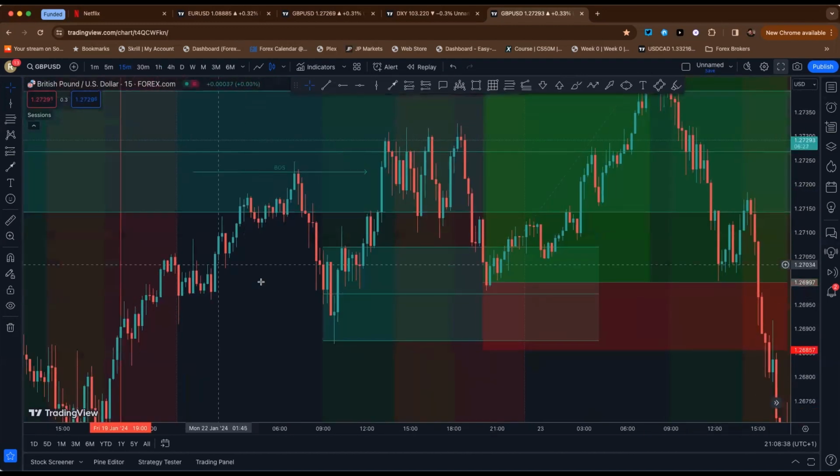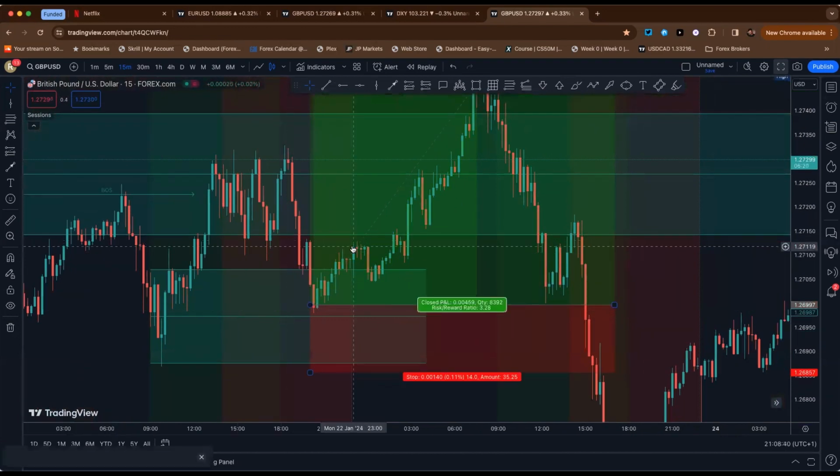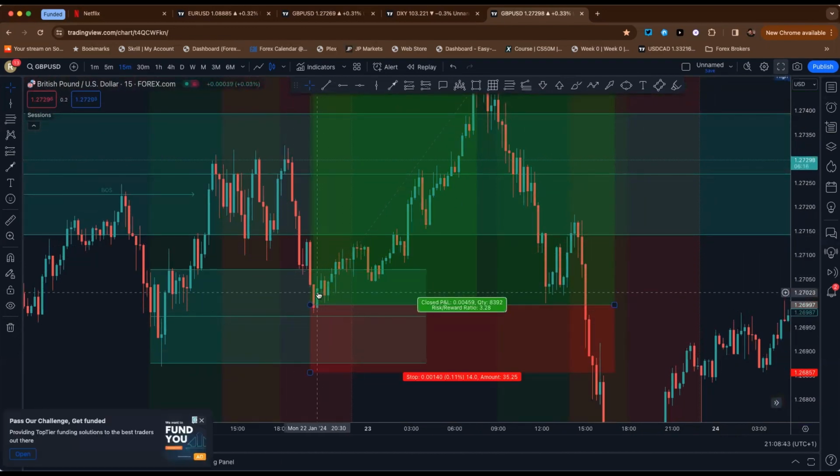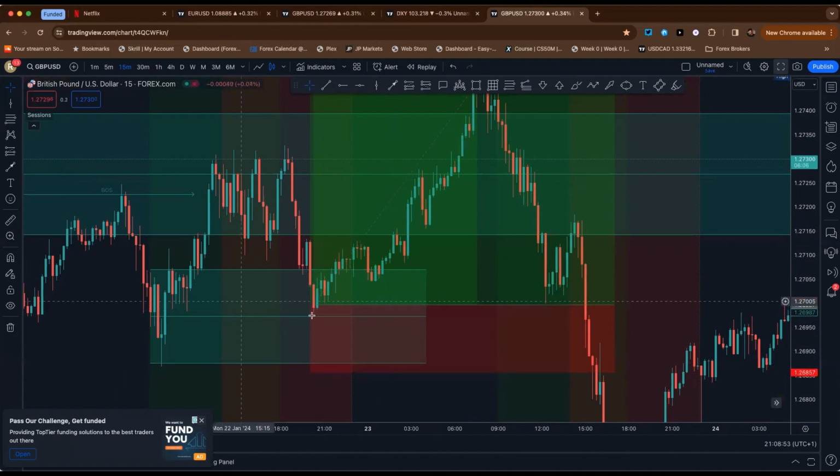And here, what did we have? Yes, we had something really clean, but unfortunately I did not take this trade because this entry happened at around 9 p.m. my time, so New York is just about to close, so I didn't really take this opportunity. So in the lower time frame, what do we have here?